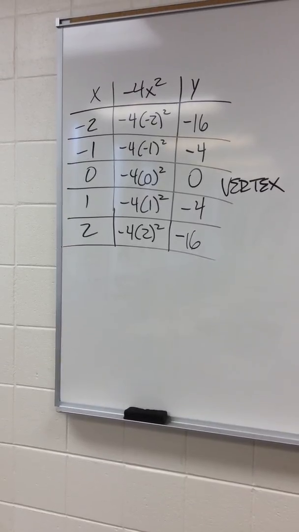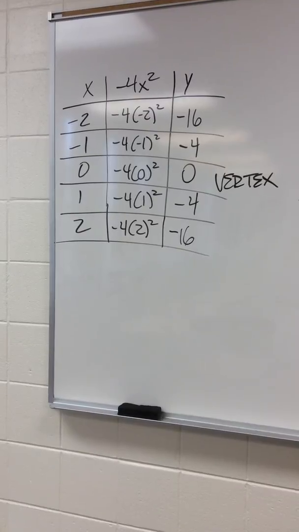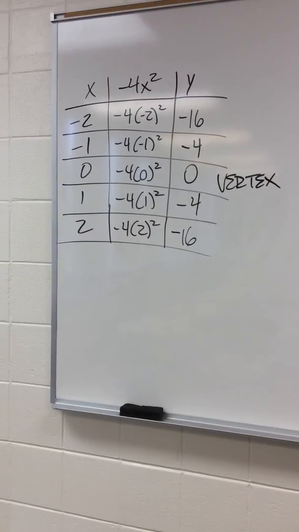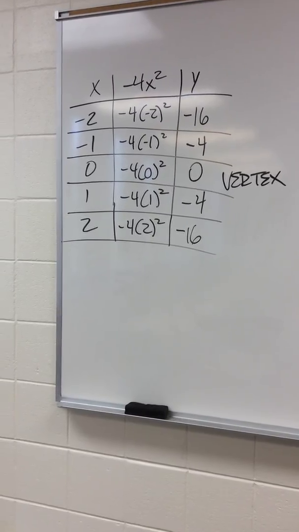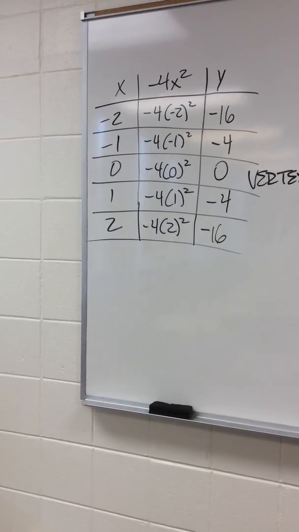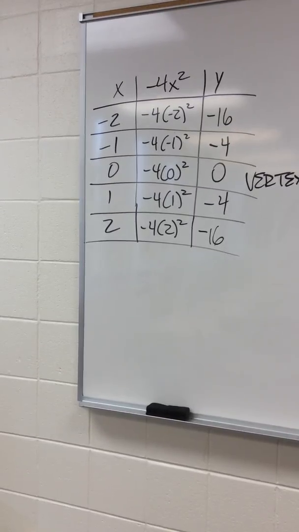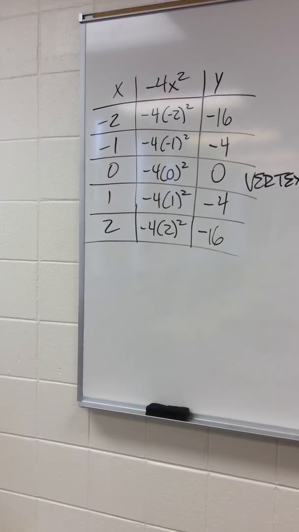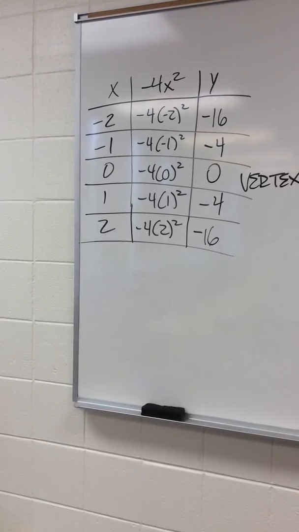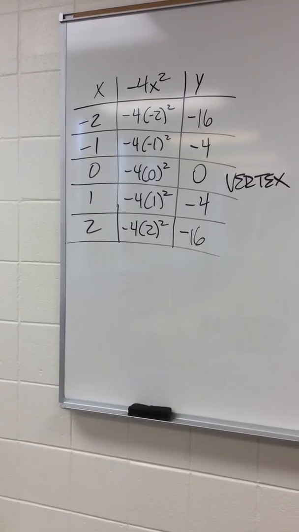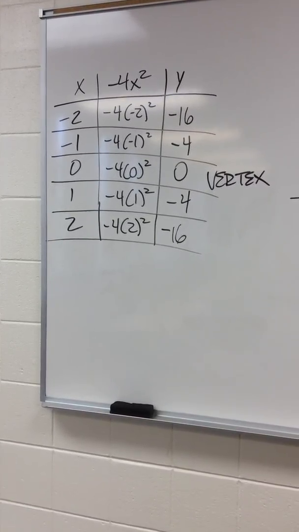So here we put in negative 2, negative 1, 0, 1, and 2. We calculate through our particular rule for this quadratic function, which is negative 4x squared. Make sure you always use parentheses when you plug in a value for x. Then use order of operations to solve. Negative 2 squared, for example, is 4, times negative 4 is negative 16. So we crank through all of those, and we get our x and y, our ordered pairs, our solutions.